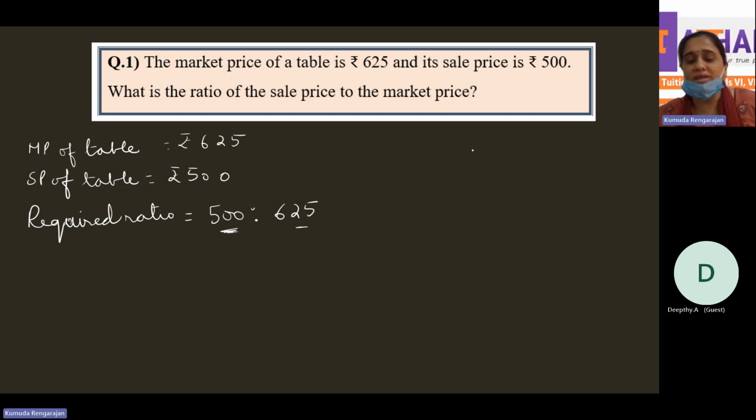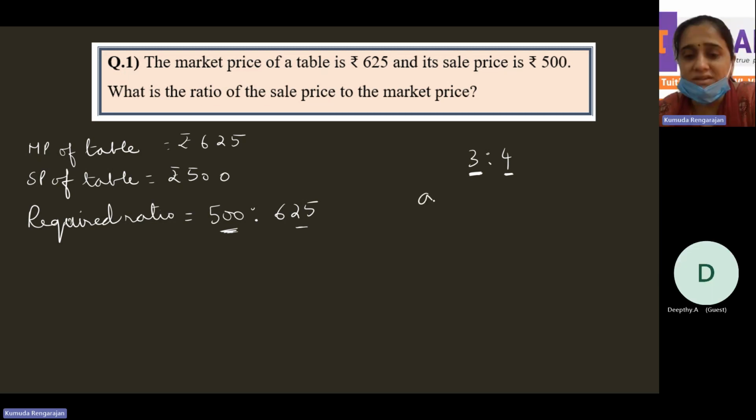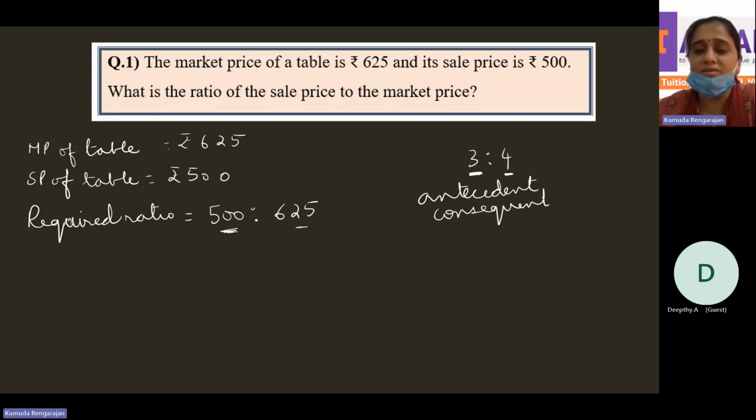So this is a ratio. For example, 3:4 is a ratio in which the first quantity is 3 and the second quantity is 4. The first quantity 3 is called the antecedent. And the second quantity 4 is called the consequent. All right.